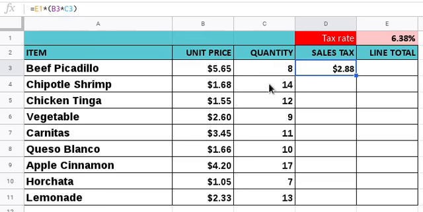C3 should not be constant because the quantity keeps on changing. E1 should be constant because it is the tax rate for all the products. What do we do for that? For this formula, we are supposed to edit it. You can edit it from the formula bar or right here. In this case, let me delete it.